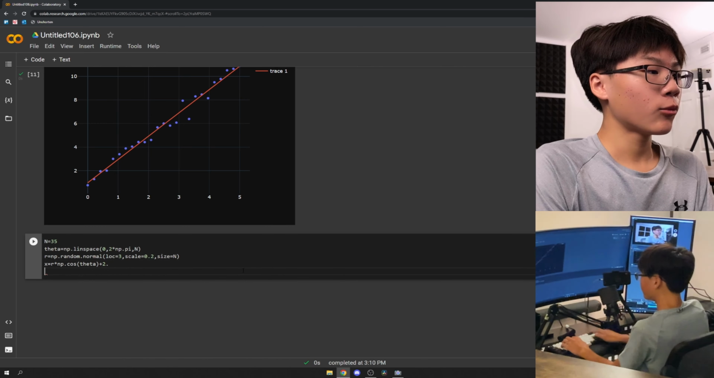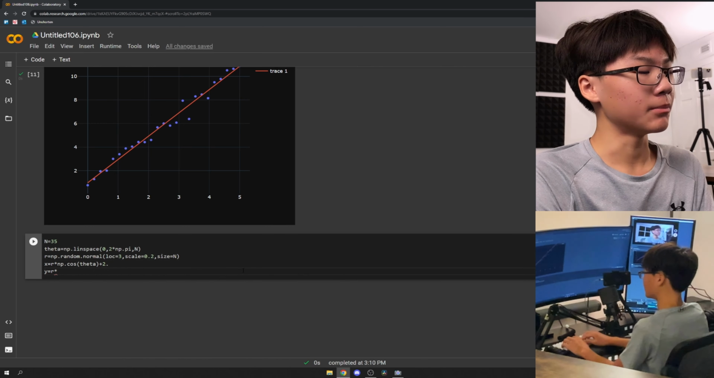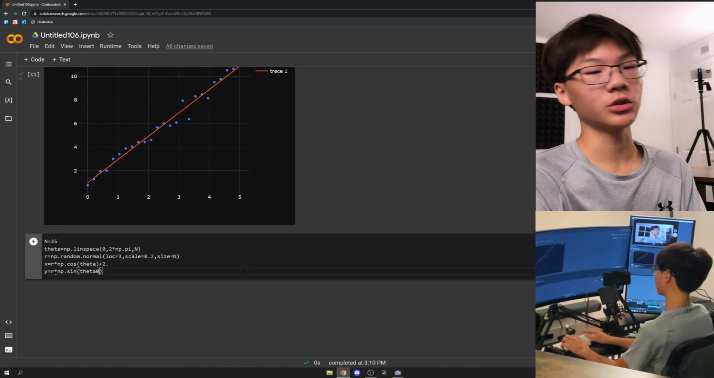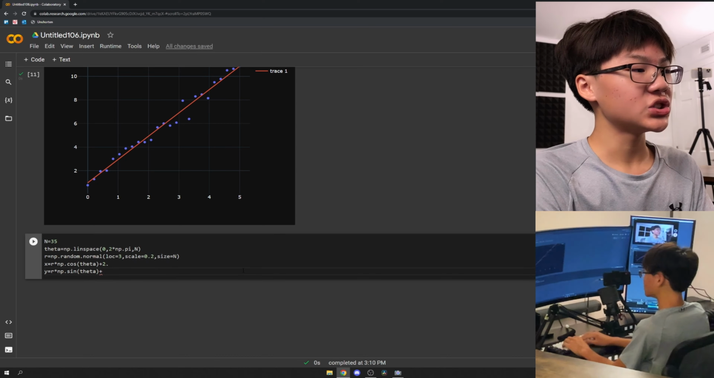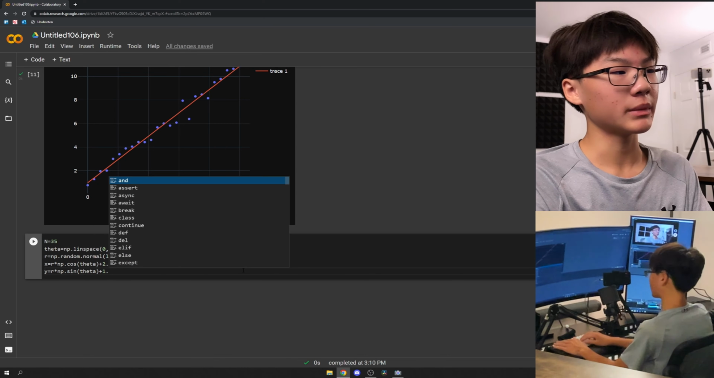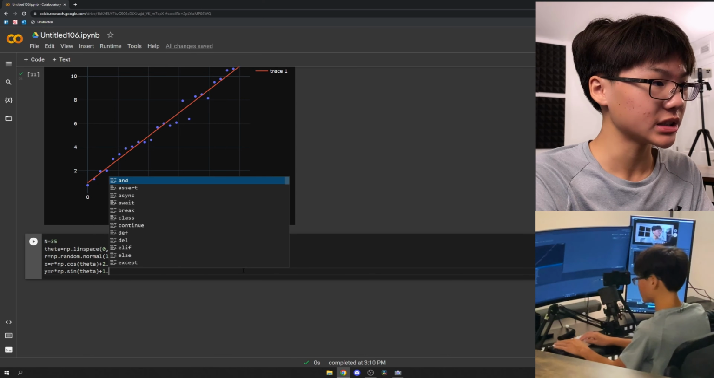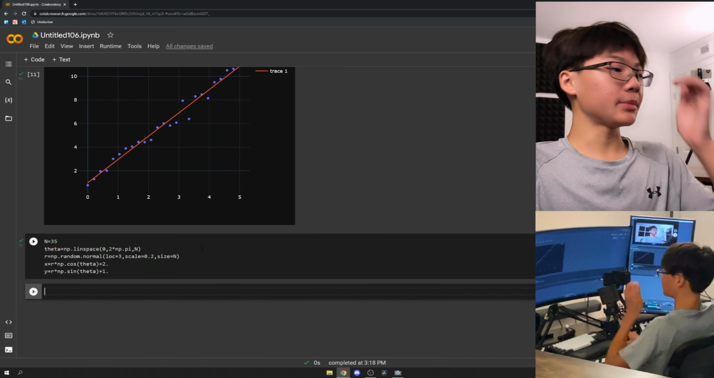And for the y, we're going to have the radius multiplied by the sine of theta, because sine is going to be opposite over hypotenuse. And we're going to have this shifted upwards by, let's say, 1. So we're going to have a center in the first quadrant. Okay, so after this, we could just simply plot this up.